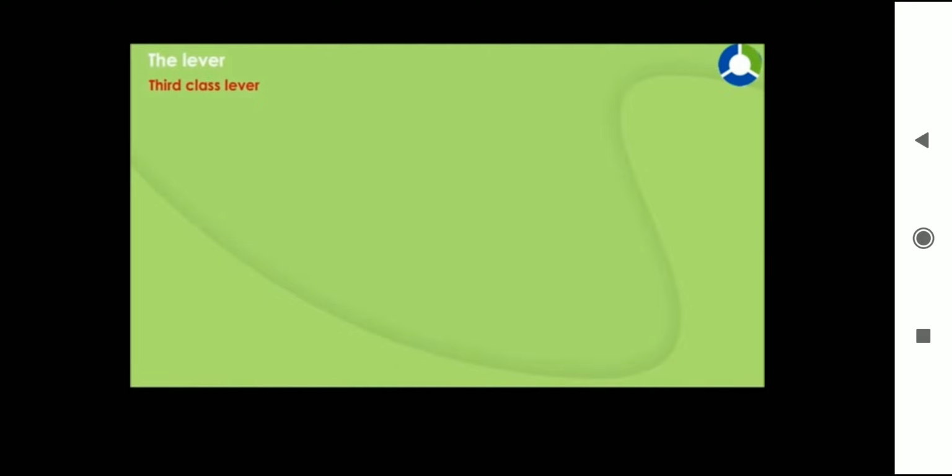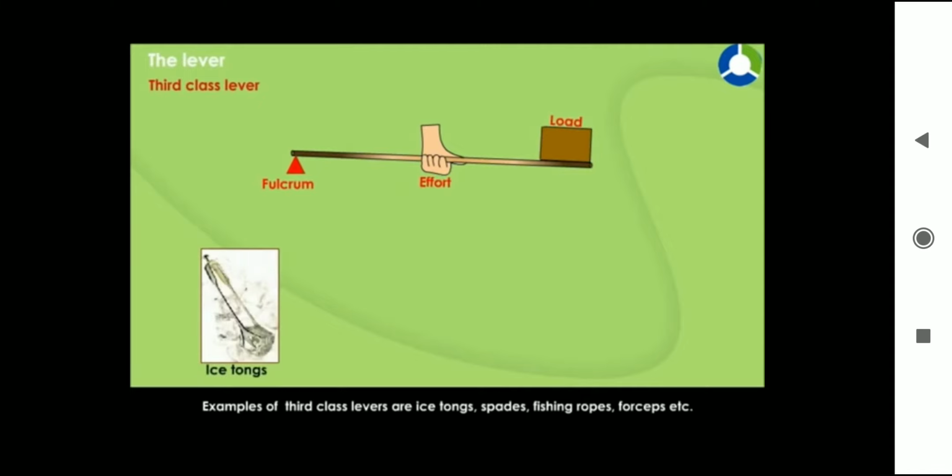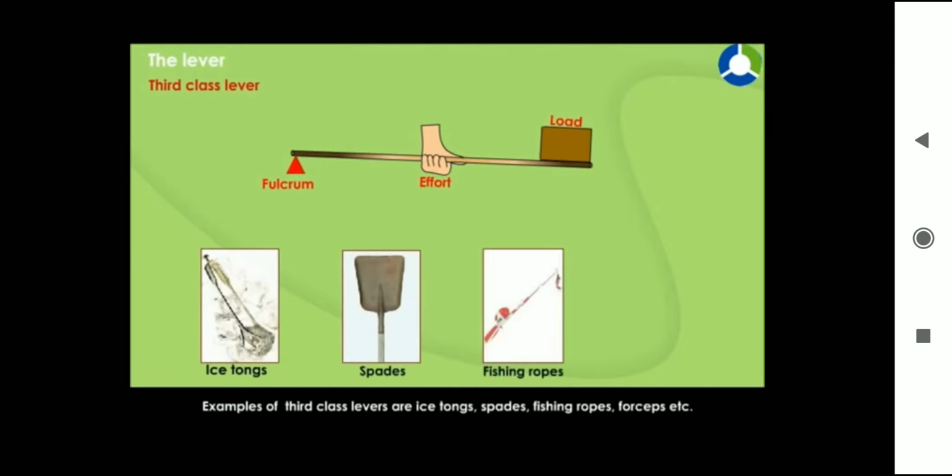Third class lever. When the effort E is in between the fulcrum F and load L, it is a third class lever. Examples of third class levers are ice tongs, spades, fishing ropes, forceps, etc.